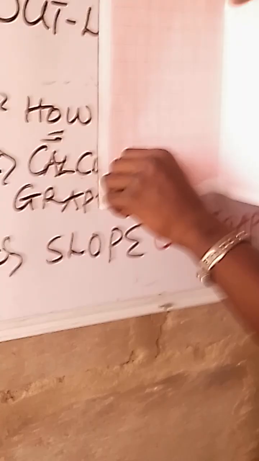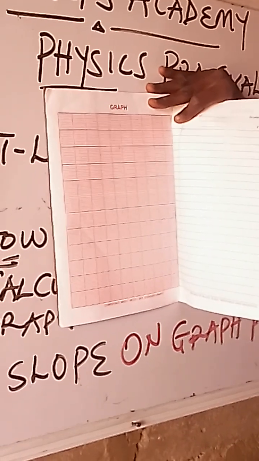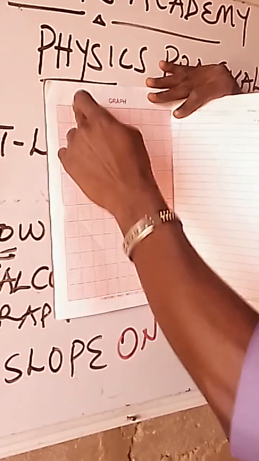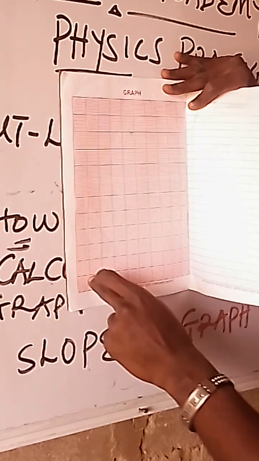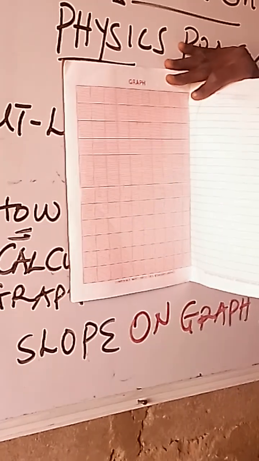You will use a very sharp pencil, and don't tick. You don't tick. These are the clues that you're supposed to know. So when you draw it, you start from here. You have drawn your vertical axis. You start from here. You draw your horizontal axis.